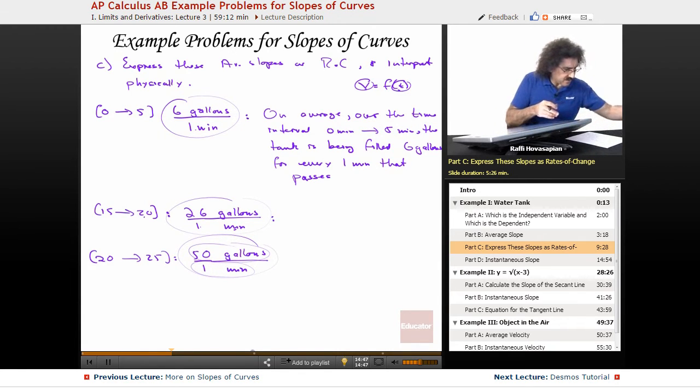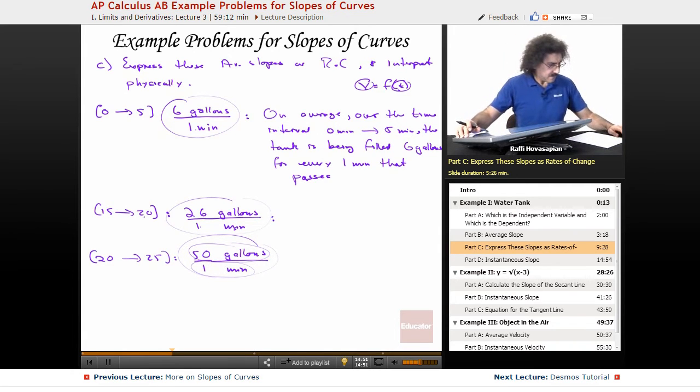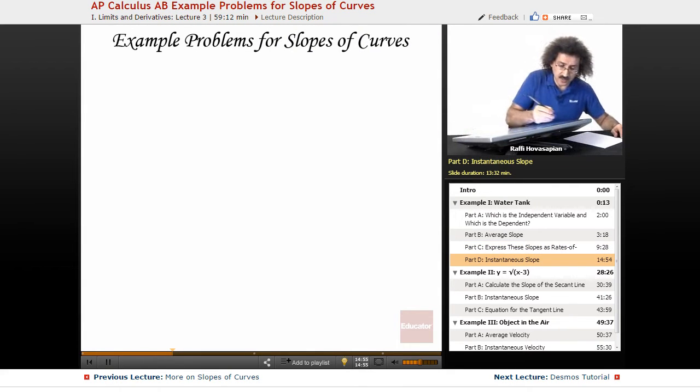Okay, so let's see what we've got. Instantaneous. See if I've got one more blank page. I do. So part D asks for the instantaneous slope at t equals 20. Okay. And they also want us to interpret this physically.